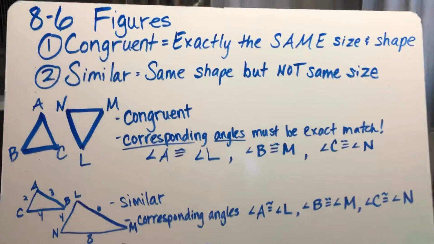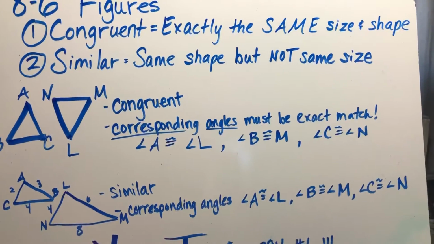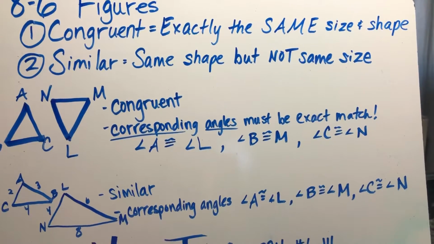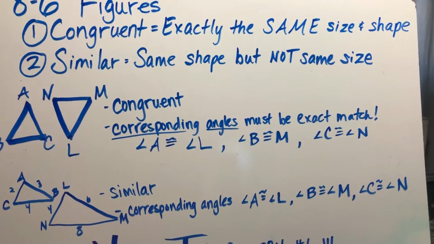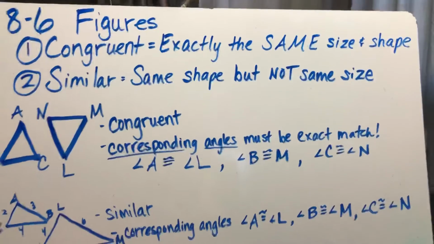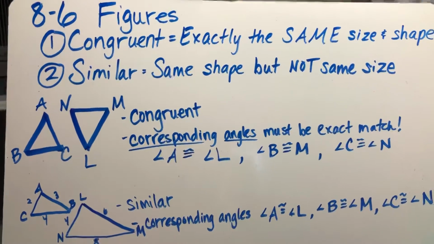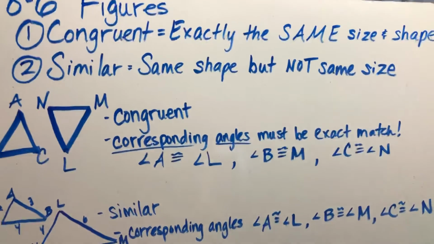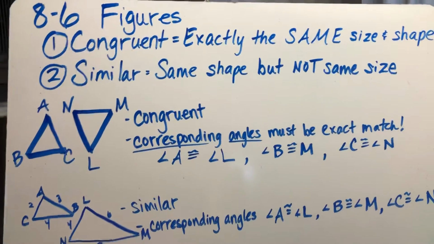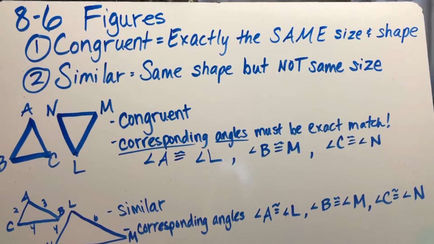We know that a figure is a closed shape where line segments come together, and it has to be closed to be a figure. Kind of like a polygon. Polygons are figures. And so they're going to talk about two types today.